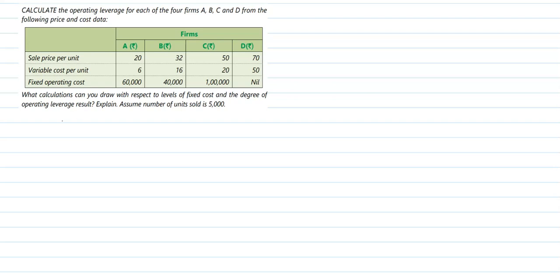Calculate the operating leverage for each of the four firms A, B, C, D from the price and cost data. Let's go ahead and make the table. We have particulars, which we can keep as common for everybody. Then for each of them, let's say we have A, we are going to have a separate rupees per unit and a separate amount in terms of rupees. So that is A.